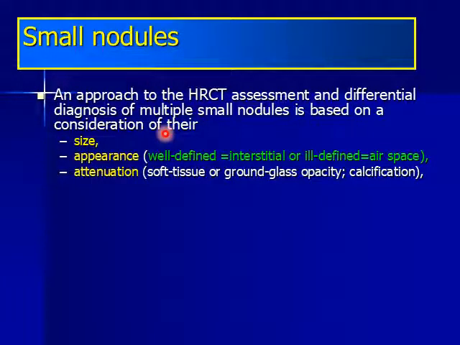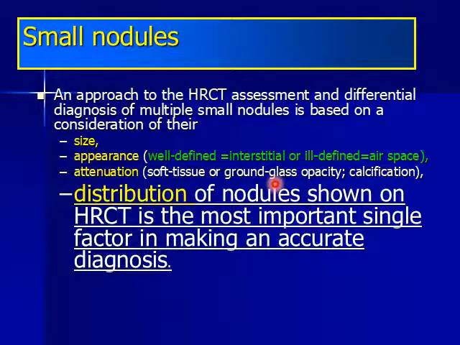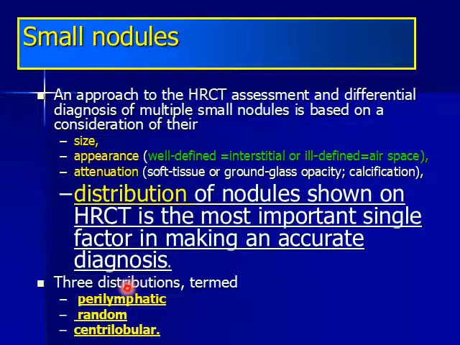If you wanted to describe small nodules, we have different items to comment: size, appearance, is it well defined, interstitial, meaning that it is in the interstitium, or ill defined in the air spaces, its attenuation, soft tissue, ground glass nodules, or calcified nodules. But the distribution of nodules shown on high resolution CT is the most important single factor in making an accurate diagnosis regarding the cause of these small nodules. We have three types of distribution called perilymphatic, random, and centrilobular.